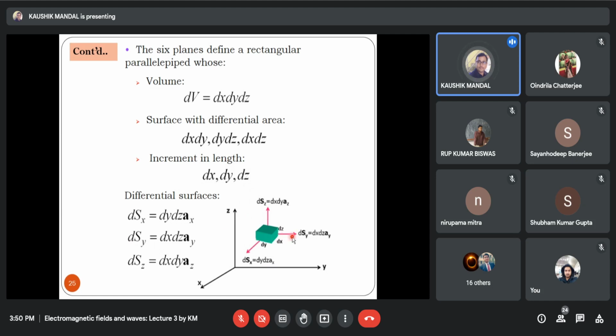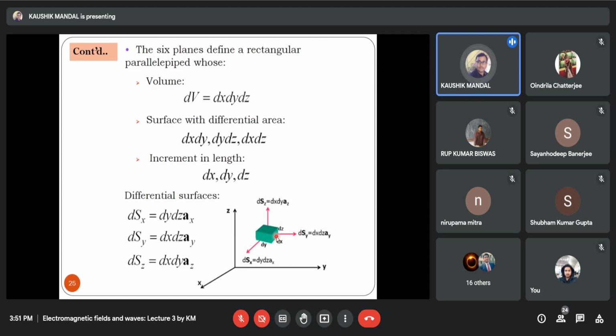Now the surface, if you consider this small volume with sides of dimension dx, dy, and dz, these are the incremental lengths. So the corresponding surfaces you have to consider one by one, and the differential surface dy dz, this is the yz plane, sorry, xz plane. This one is the xz plane, dx dz.